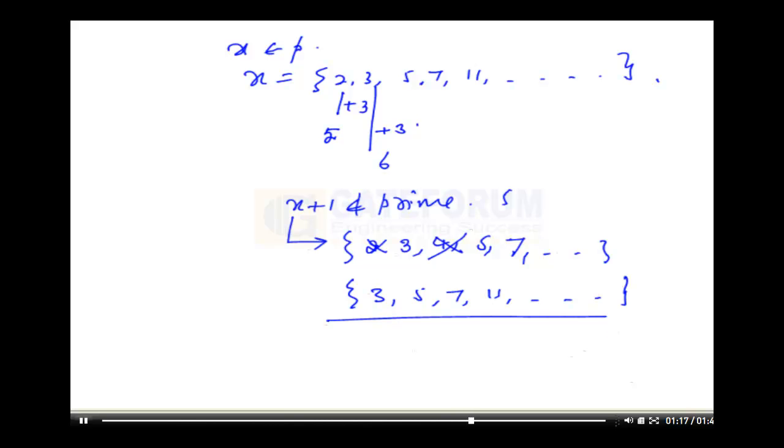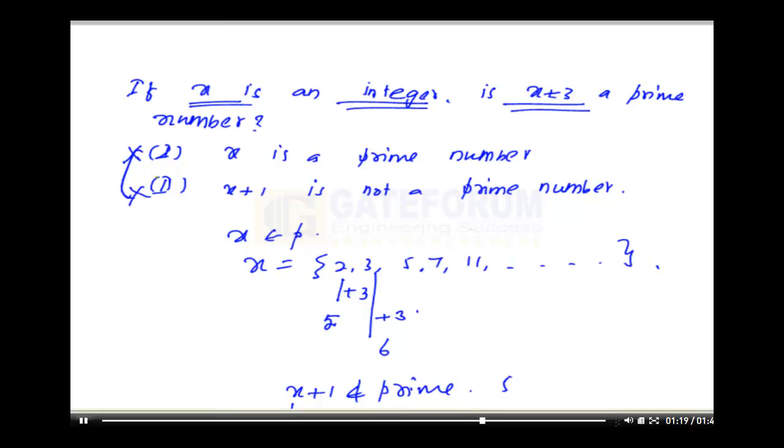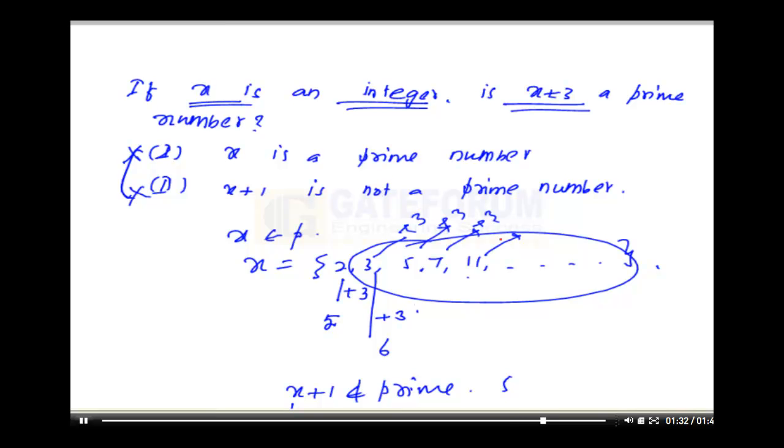Now let us combine both the statements. If we combine both the statements, we'll get the set as 3, 5, 7, 11 and so on. If I consider these values, 3 plus 3 is not a prime, 5 plus 3 is not a prime, 7 plus 3 is not a prime, 11 plus 3 is not a prime and so on. So whatever may be the value of X, if we add 3, we are getting the result as not a prime number. So we can answer this question by combining both the statements.